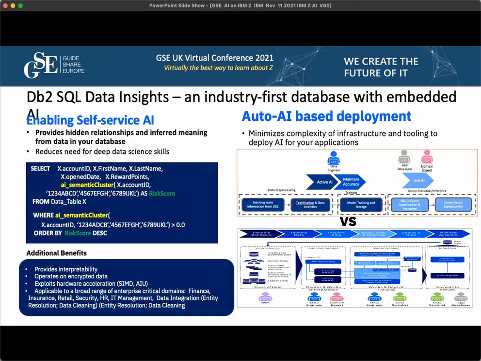So now you can use SQL queries to help you make decisions and really detect hidden relationships between the data that you have within your DB2 database.